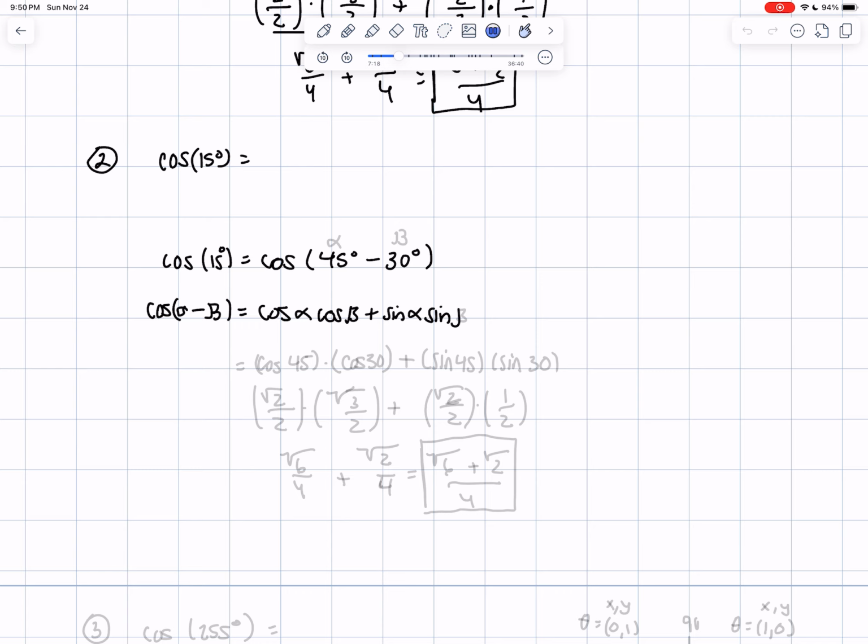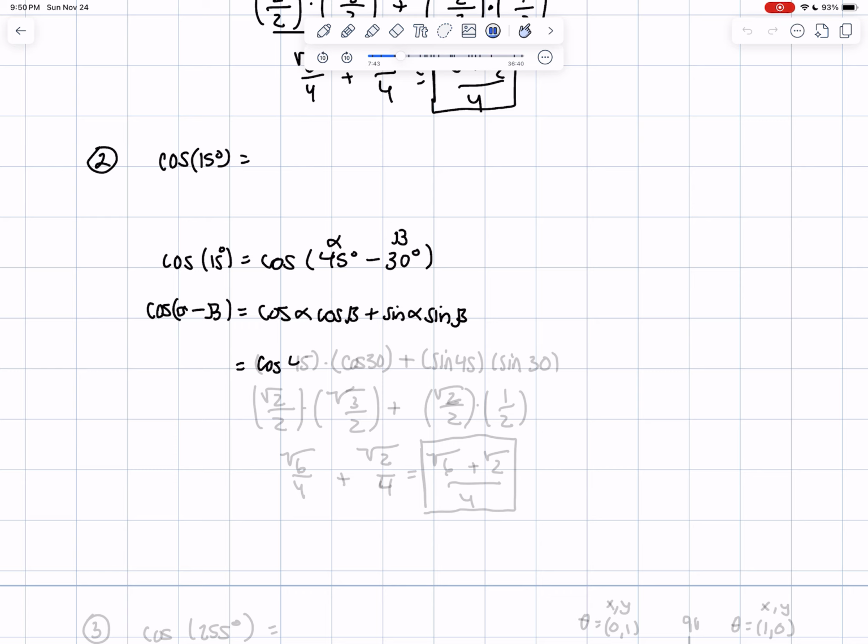If you notice, the cosine is the same, so the cosine and cosine are together and the sine and sine are together, but in sine it's alternating. You have sine, cosine, cosine, sine. It's a little bit different. Alright, now we just put what goes where. This is our alpha and this is our beta.